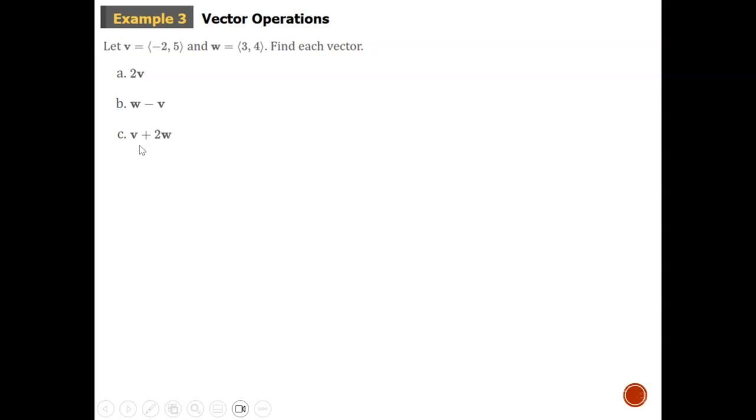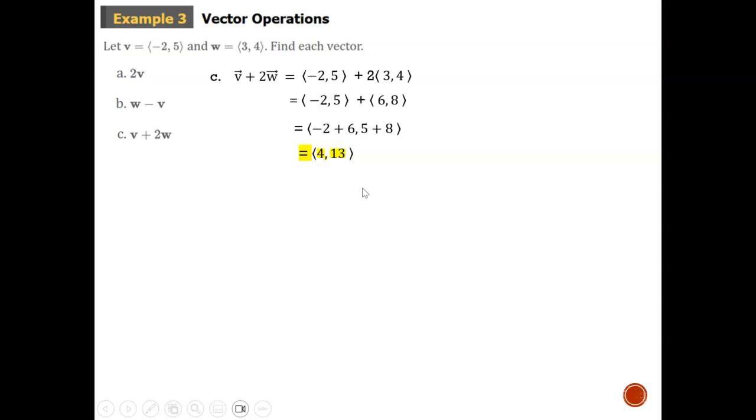Let's do another one. Let's do part C, V plus 2W. So it's going to be -2, 5, because that's vector V, plus 2 times vector W. First, we multiply the scalar 2 times vector W, times 3 and times 4, which will give us 6 and 8. Now we add them. It'll be -2 plus 6 and 5 plus 8. So it's going to give us 4, 13.